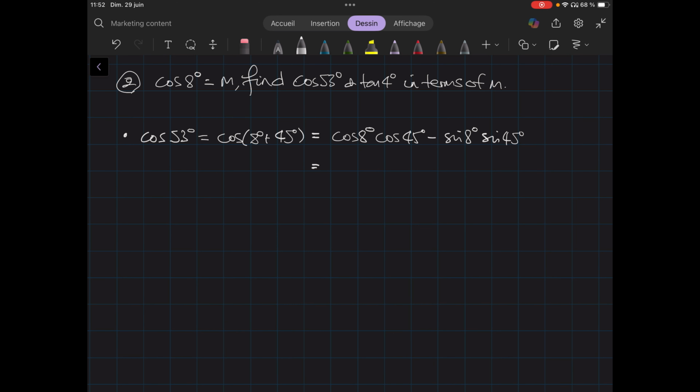Cos of 8 degrees, that is m. Cos of 45, root 2 by 2. Sine of 8 degrees, that's going to be the square root of 1 minus m squared. Sine of 8 degrees is positive. Sine of 45, that's root 2 by 2. So you can leave your answer like this, or if you prefer some elegance, you can also factor the root 2 by 2 out.